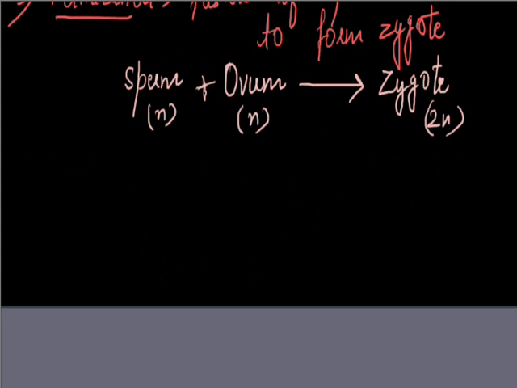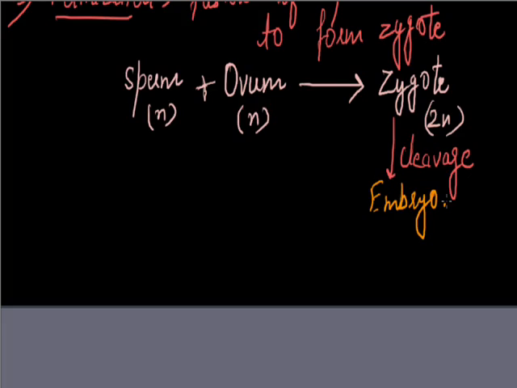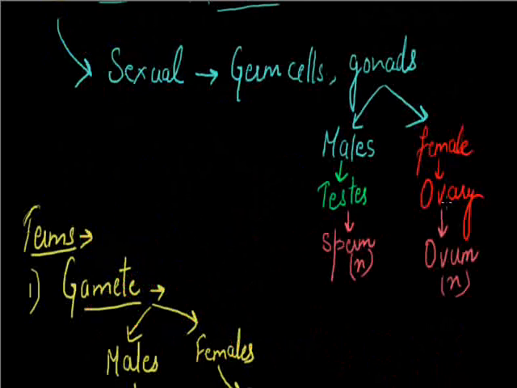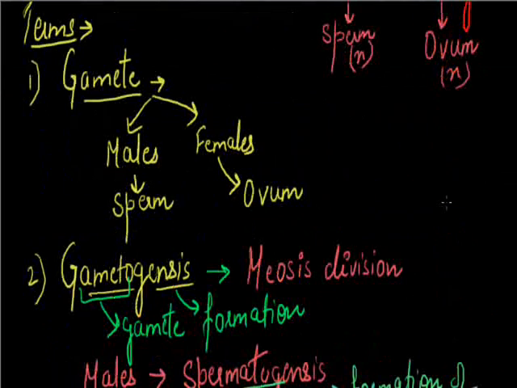This zygote will undergo cleavage, which is a mitotic division, and will form an embryo and increase in size. This is fertilization. This is all about gametogenesis and how the gametes are formed in both males and females.